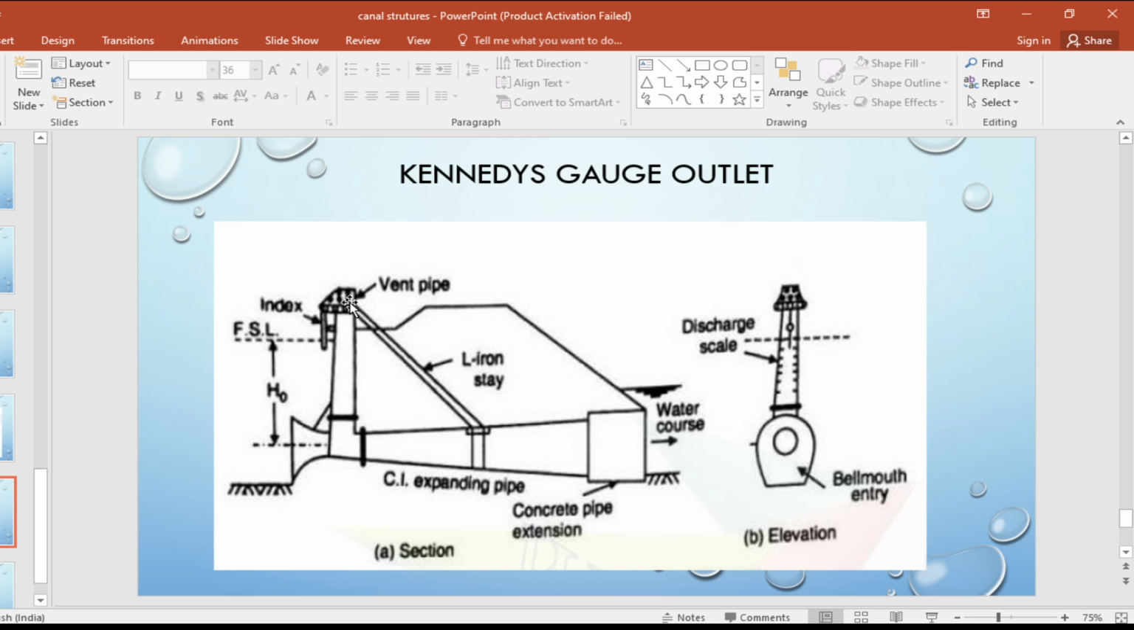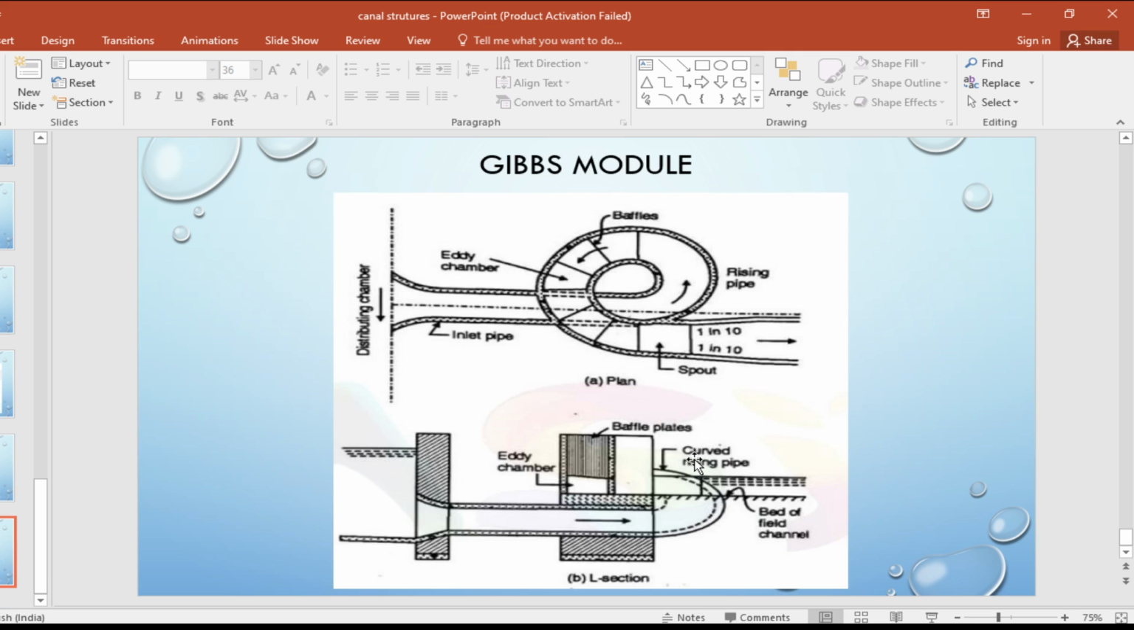Okay, the jet is then received by a cast iron expanding pipe. This is about 3 meters long. At the end of this cast iron pipe, a cement concrete pipe extension is usually added, and the water is then discharged to the field channel or the water course. Okay, this is about your semi-modular outlet, Kennedy's.